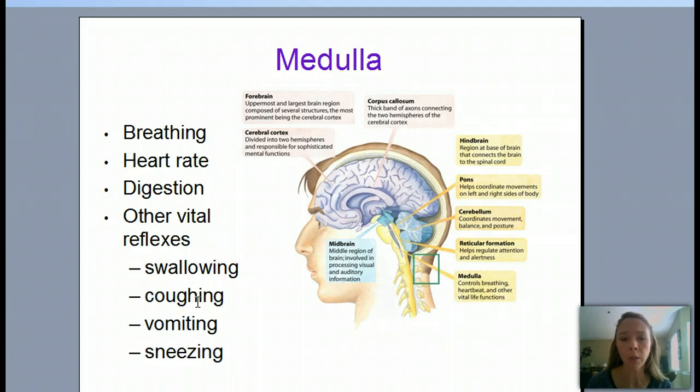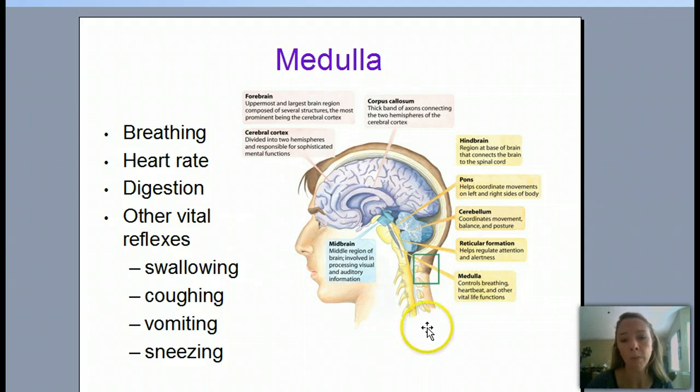Okay, but the medulla is pretty simple in its mechanisms, in that it controls the vital functions of life, and it's the first thing that develops. So thinking about going up your spinal cord, it develops first. So this is breathing, keeping you alive, your heart rate, digestion, and then other reflexes. All right, that's a key word there. So reflexes, like you don't need to think about swallowing, it does that for you. Coughing, vomiting, sneezing, those are all reflexes that happen in your body. Your medulla is responsible for those.